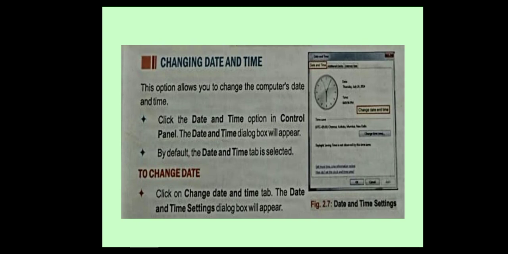To change the date, click the change date and time button here, and the date and time settings dialog box will appear. You change the date according to the present date and time, and after that you click OK. It is important that when you open your computer it shows the current date. You can also change date and time through control panel and also through the taskbar. The right side of the taskbar shows date and time. You double click to open it and set it as needed.